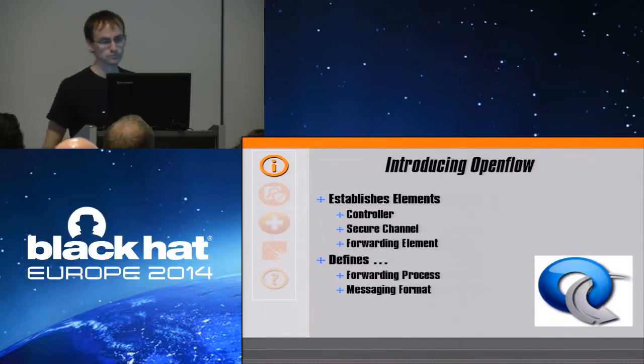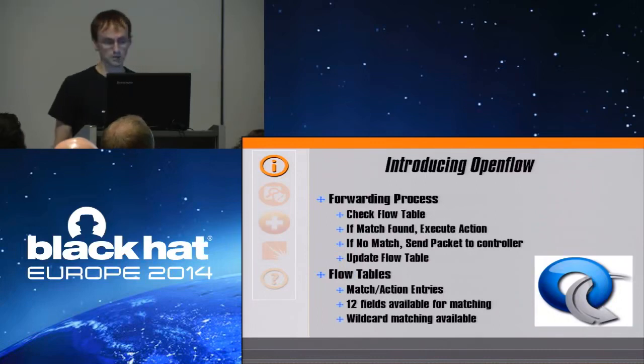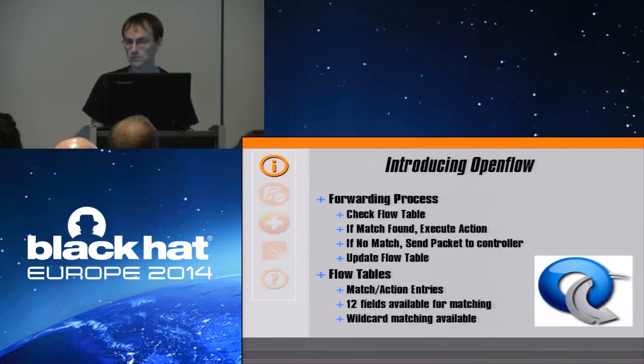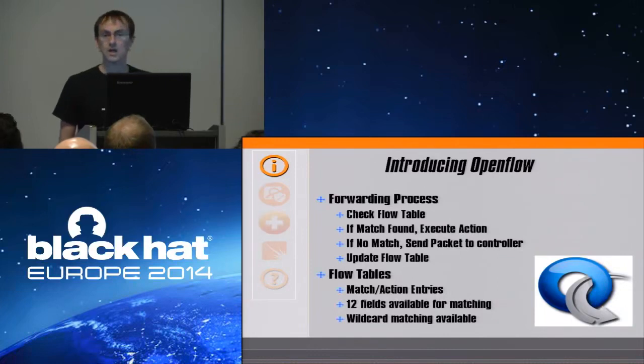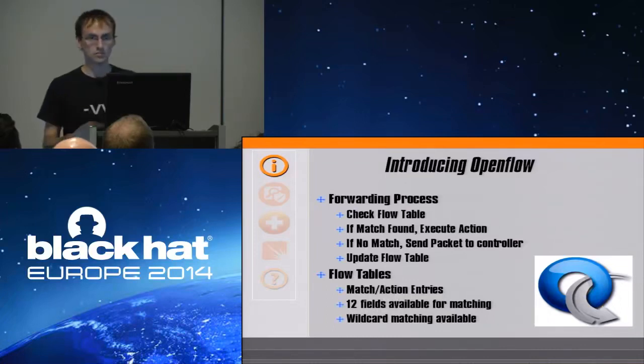Okay? Now the forwarding process, this should look very much like a firewall. Right? A forwarding element will receive a packet. It will check the flow table. If a match is found, it will execute that action. If no match is found, then it goes ahead and sends that packet to the controller. Controller has its policy, right? Makes a decision, passes that decision on to the forwarding element. Forwarding element will update its flow table, execute that action, and then any time it encounters that same type of packet, the same match, it will carry out that action. So it gets updated, does not have to keep going back and forth.